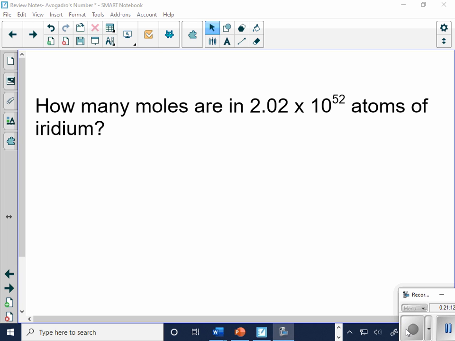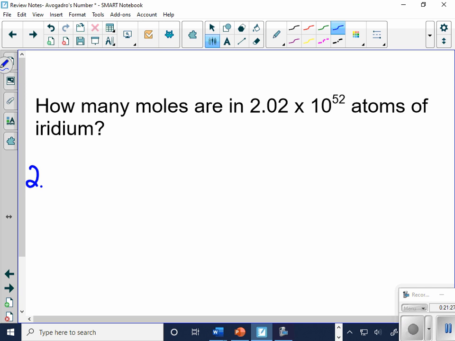I'm down here visualizing my formula units. Excuse me, my atoms of iridium, and I've got to go up to moles, which is in the middle. So I'm visualizing that, and I say, okay, I have 2.02 times 10 to the 52nd atoms of iridium.